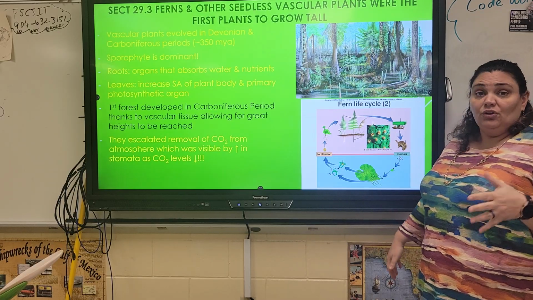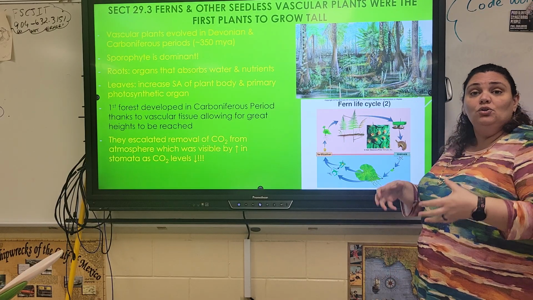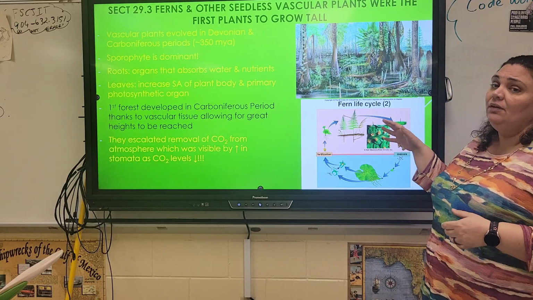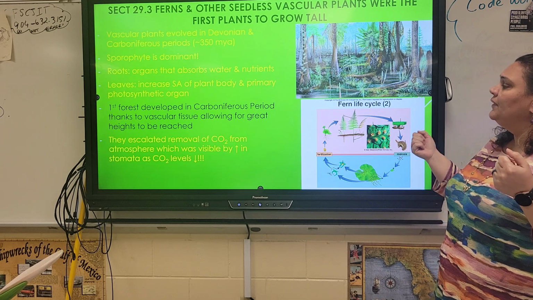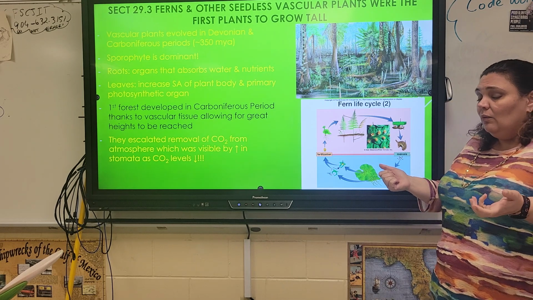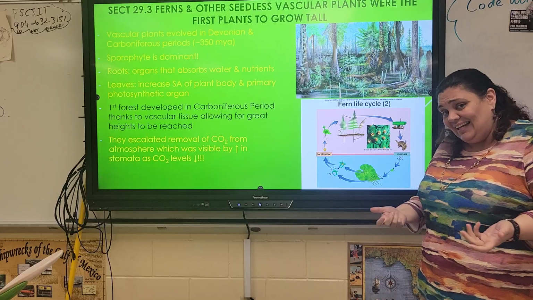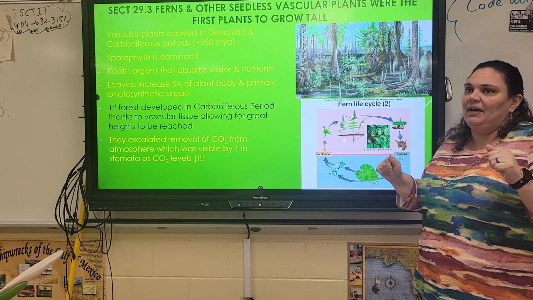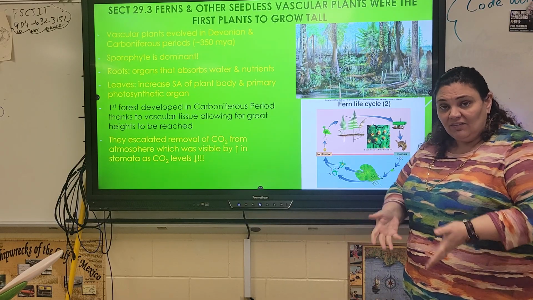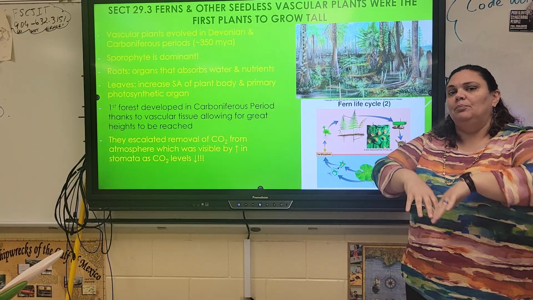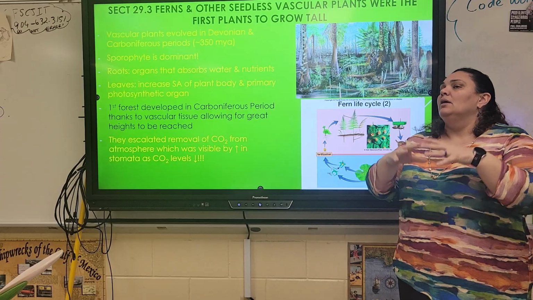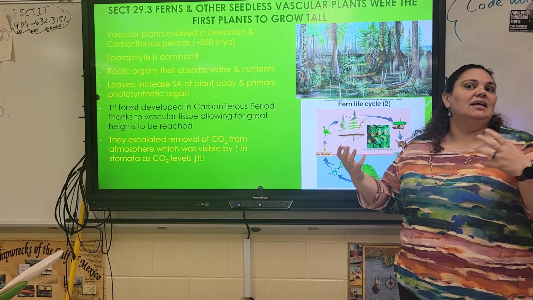You've got roots, which are the organs that are set up for absorbing nutrients and water. Our leaves, which are going to increase the surface area to photosynthesize, right? And we think one of the reasons the ice age happened, right? So let's take a step back. Currently, we have excess carbon dioxide in the atmosphere. Based on that, the planet is getting warmer, climate change, because everything's kind of out of whack.